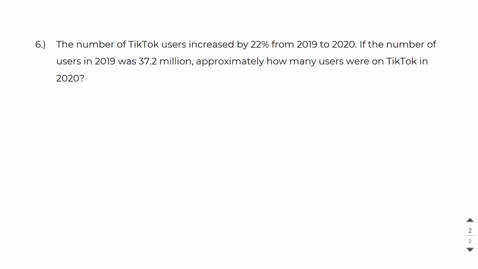All right, in our next question, it tells us that the number of TikTok users increased by 22% from 2019 to 2020. So if the number of users in 2019 was 37.2 million, approximately how many users were on TikTok in 2020? So this 22% right here is really important, okay? And the fact that in 2019 we had 37.2 million is also important as well.